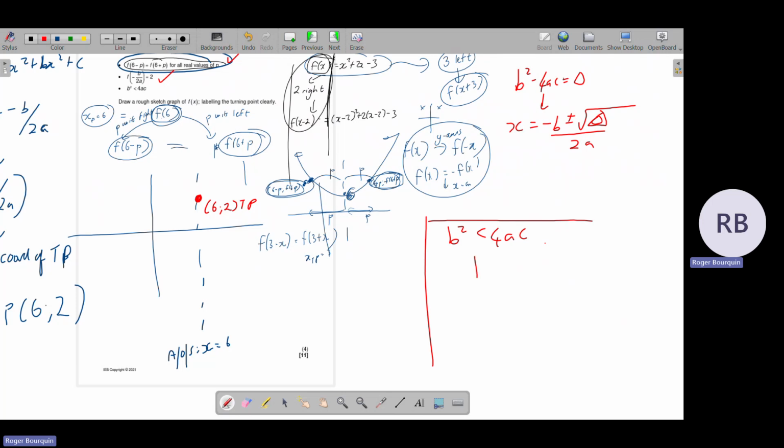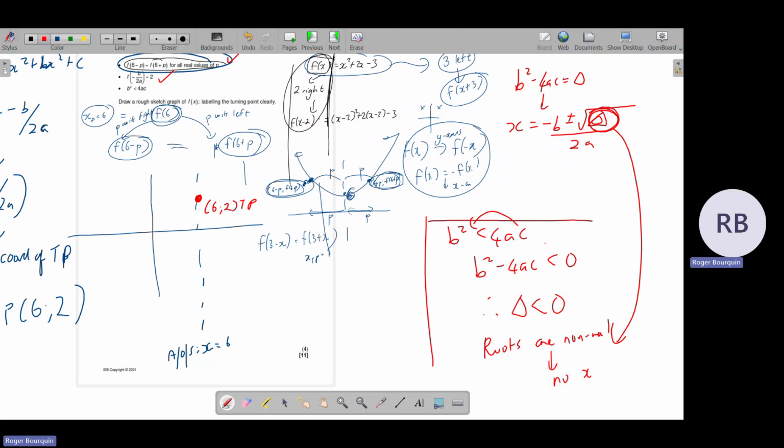So if b squared minus 4ac is less than 0, I'll move that across. In other words, they are telling us that delta is a negative number. Delta lives under the square root, and the square root of a negative number is imaginary, it's non-real. So my roots are non-real. What does that mean in terms of graphs? If your roots are non-real, there are no x-intercepts.